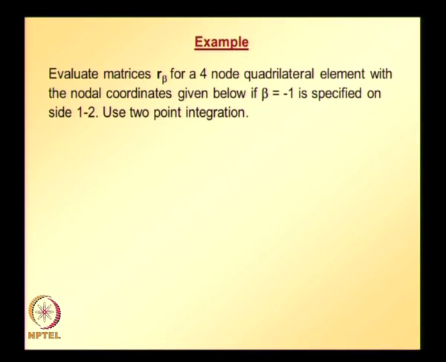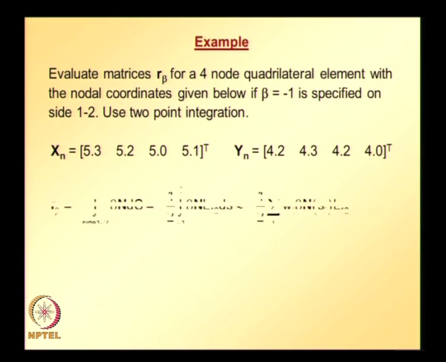So, now let us take an example: evaluate r beta for a 4 node quadrilateral element, where beta is given as -1, the coordinates of all nodes for this 4 node quadrilateral element are given here, and use 2-point integration. These vectors of nodal coordinates are required because we need to find the isoparametric mapping, to find the relationship between d capital S and d small s. So for that we require all this information.